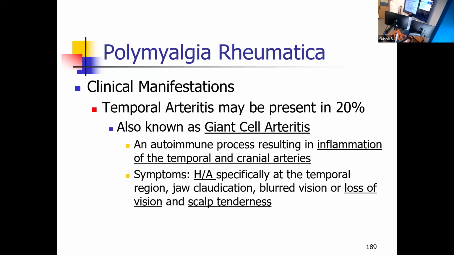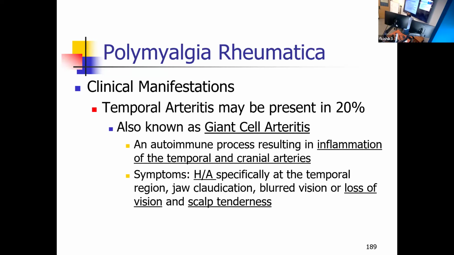Now, can you have giant cell arteritis in itself? Yes. Can you have giant cell arteritis if you have PMR, polymyalgia rheumatica? The answer is yes. You can have this alone or you can have it with PMR. But I've never seen a case vignette that does not have scalp tenderness, headaches, jaw claudication, blurred vision, or loss of vision. These are the usual symptoms for anyone who has giant cell arteritis.